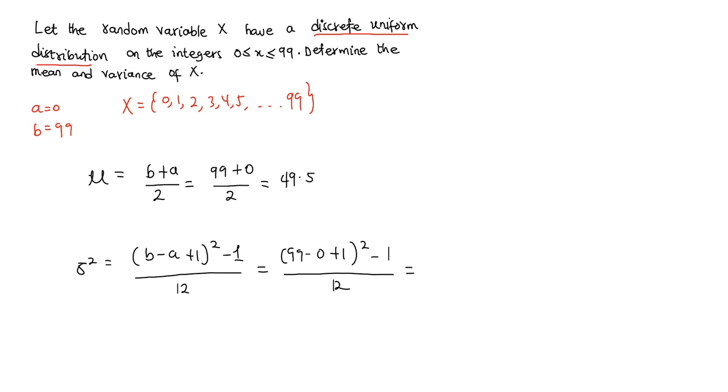Okay, so let's see what you're going to get. So you have ((99 minus 0 plus 1) all squared minus 1) divided by 12. So at this point you're going to get 833.25 to be the variance.